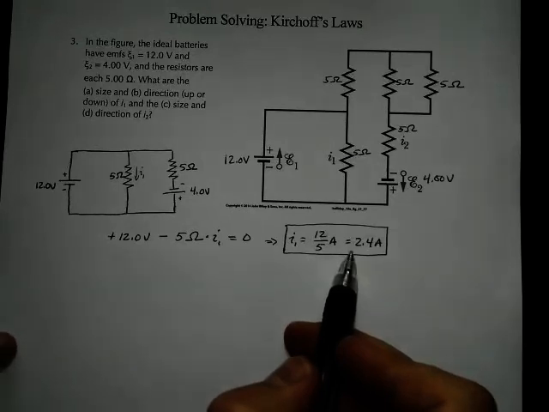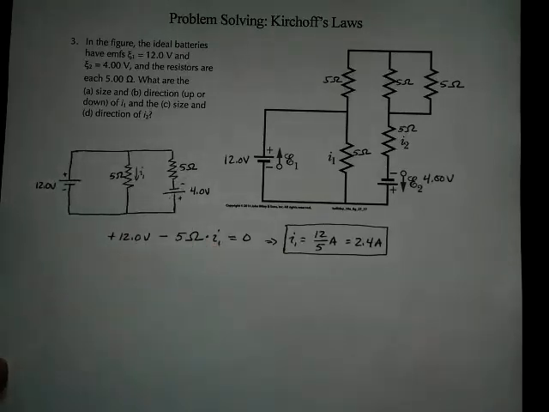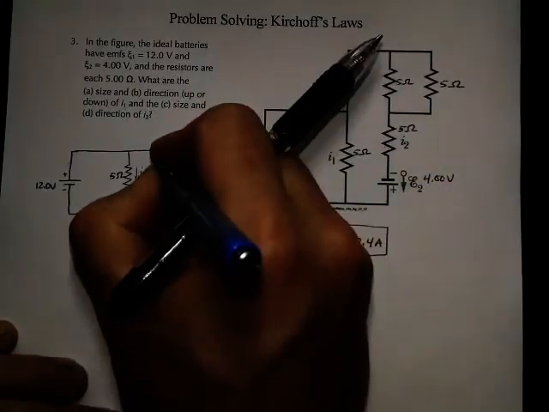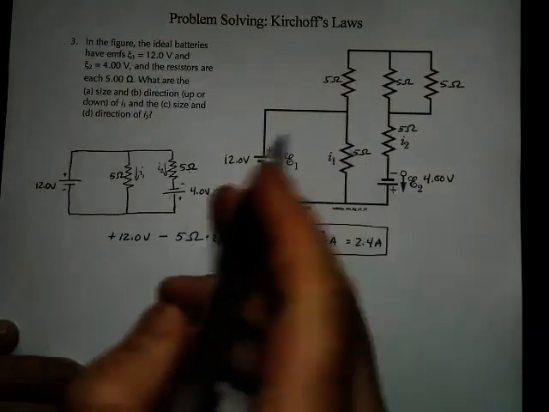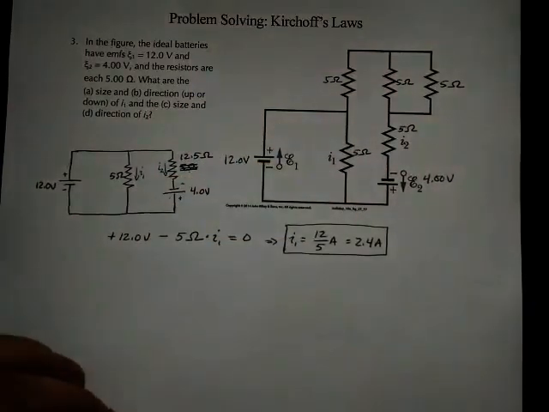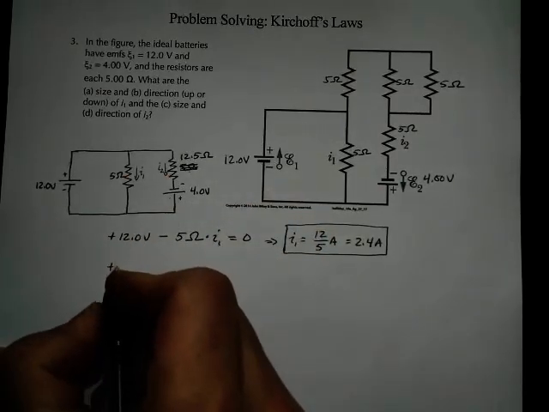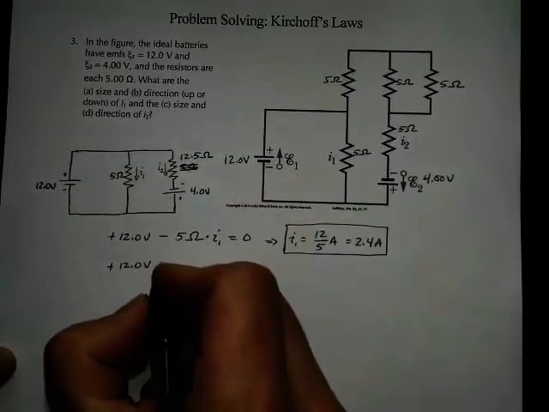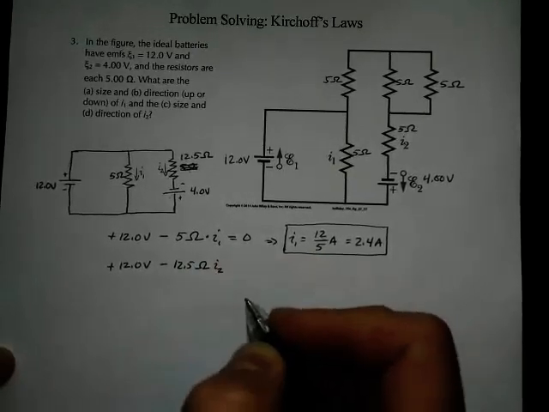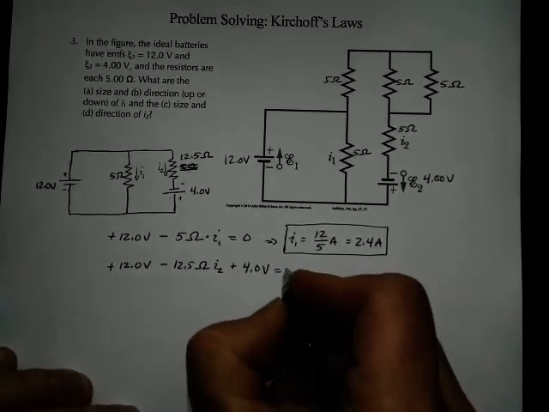Now, if I know that, then I can sum either around this loop, or I can sum around the whole outside, and I think I'm going to go ahead and do that. So let's go ahead and sum around the outside. Let's just guess that I2 is going down in this resistor over here. Whoops, I need to say that this is 12.5 ohms because it's taking the place of all of my resistor network. Okay, so if I go around the whole outside perimeter and write another loop equation, I'd have plus 12 volts minus 12.5 ohms times I2 plus 4 volts equals 0.